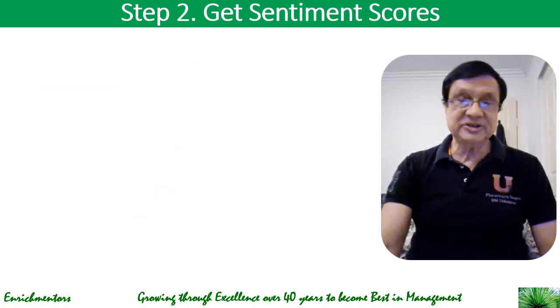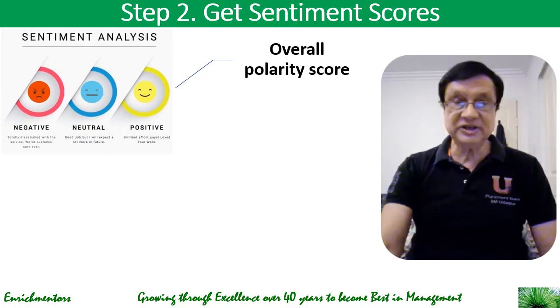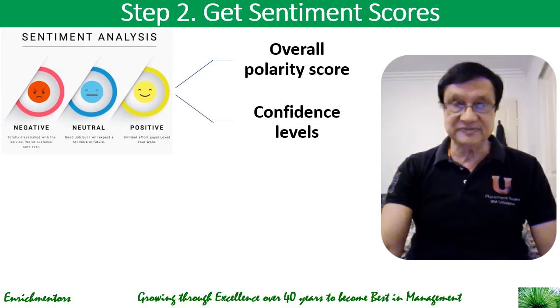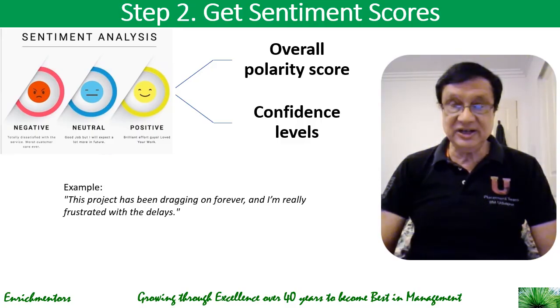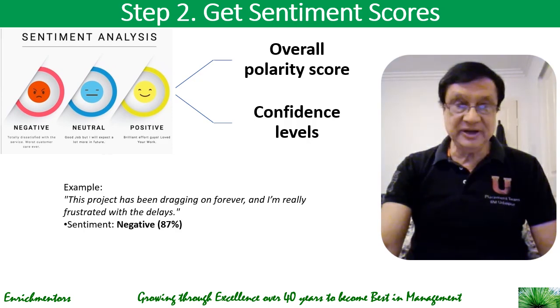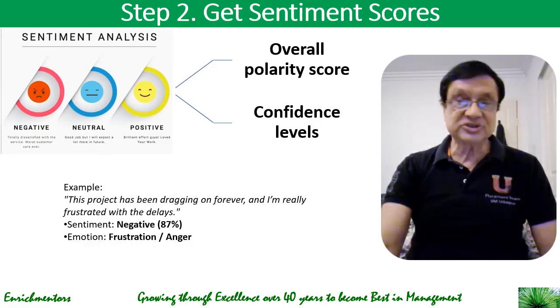Then you get the sentiment score from the tool. The tool provides you an overall polarity score, positive, negative, or neutral, and sometimes the confidence level. A good example of this would be, if the text that you have copy pasted is, this project has been dragging on forever, and I'm really frustrated with the delays. The sentiment score could look like this. The sentiment could be negative 87% and emotion of frustration and anger. So like this, you can get a sentiment score.